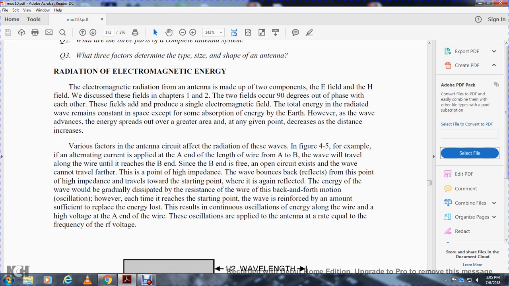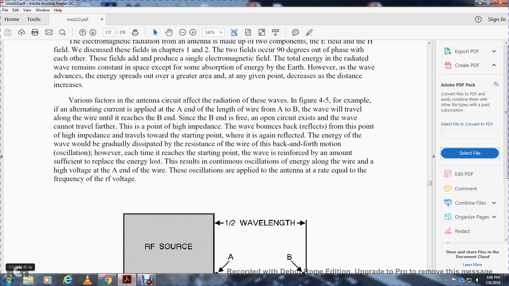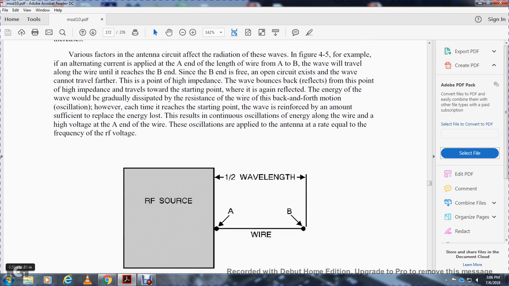The reflected energy of the wave would gradually dissipate with the resistance of the wire, moving back and forth in oscillation. However, at the starting point the wave is reinforced by an amount sufficient to replace the energy lost. The result is a constant oscillation of energy along the wire and higher voltage at the end of the wire. The oscillation applied to the antenna must occur at a rate equal to the frequency of the high radio frequency voltage.